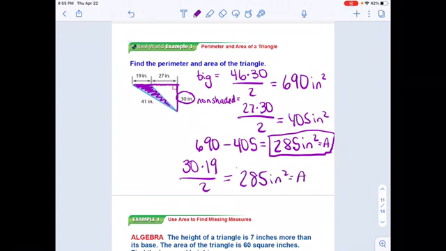So that one definitely is a quicker way. I like doing it the other way because it's easier for me to visualize, but feel free to do it the second way.